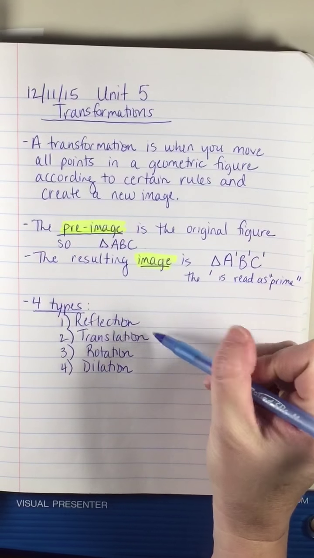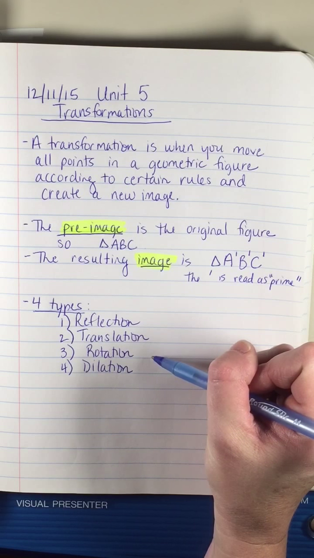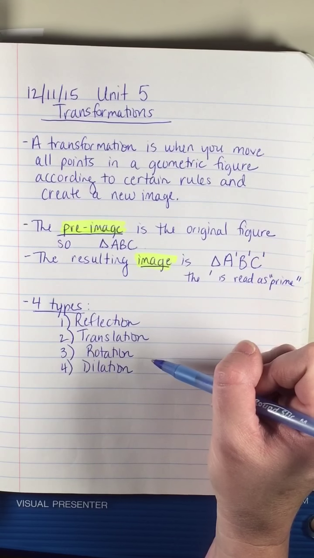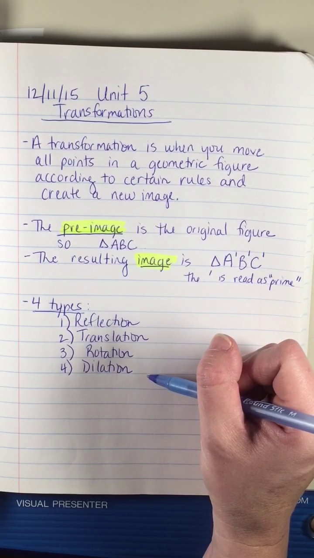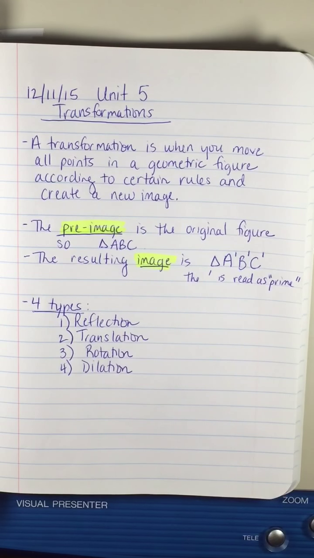So the first 3 we look at, they end up just moving the shape in some way, but doesn't change the size of the shape. So that's what we call a rigid transformation. And then dilation changes the size of the shape, and so that ends up being a non-rigid transformation.